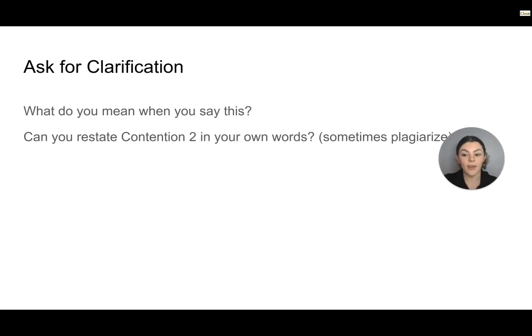So, asking for clarification. Try not to do this unless you really need to. I would only do this if you're super, super confused about your opponent's case. Or another reason you should ask for clarification is the second point where it says, can you restate contention 2 in your own words? Or, in your own words, can you summarize the main idea of your contention 2? Something like that.